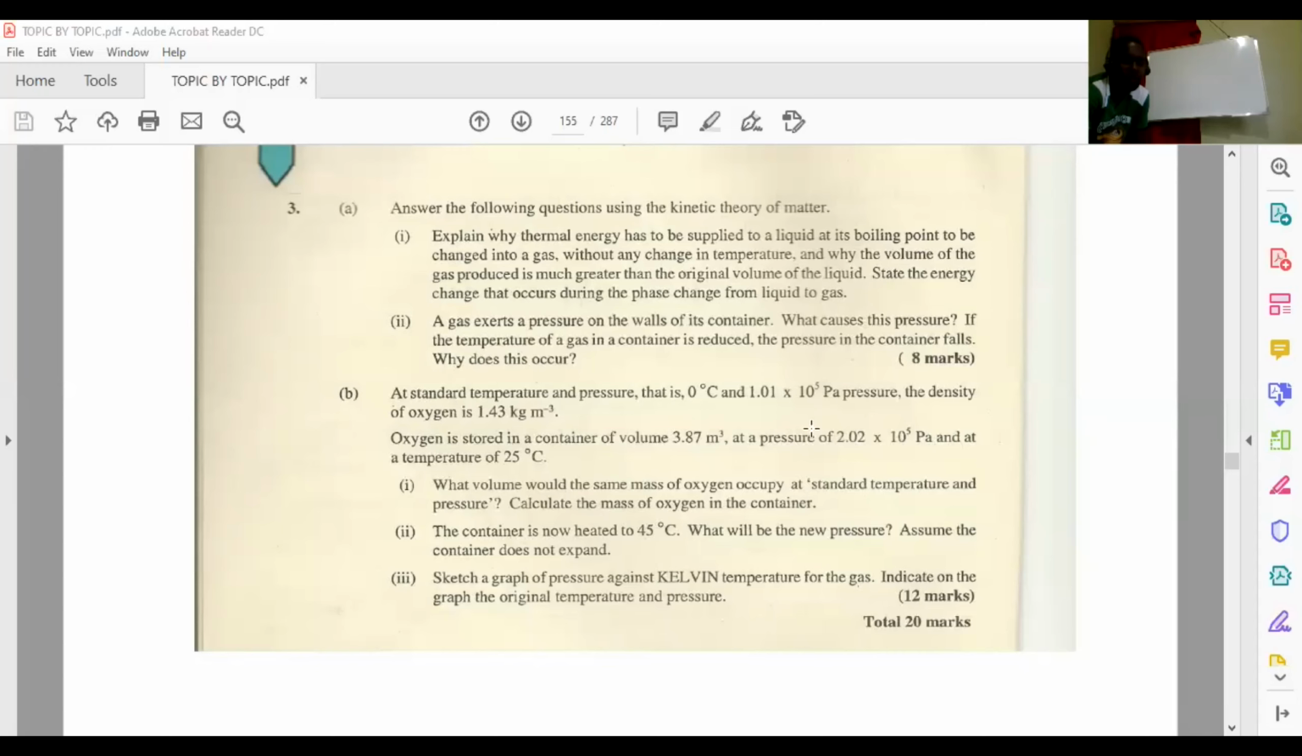All right, so the first part here is to calculate the volume of the same mass of oxygen occupied at standard temperature and pressure. All right, so let's write what we have. At standard temperature and pressure, that's T1, it's 0 degrees. P1, which is the pressure, is 1.01 times 10 to the 5th Pascal. All right. We don't need the density as yet. And we're given that the volume of oxygen is 3.87 meter cube.